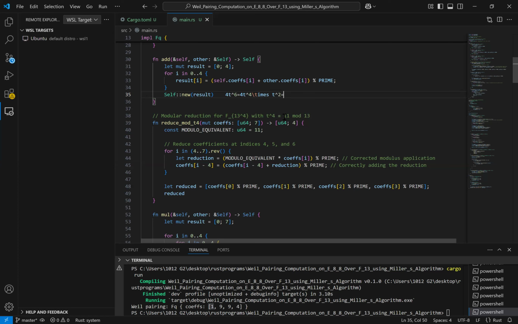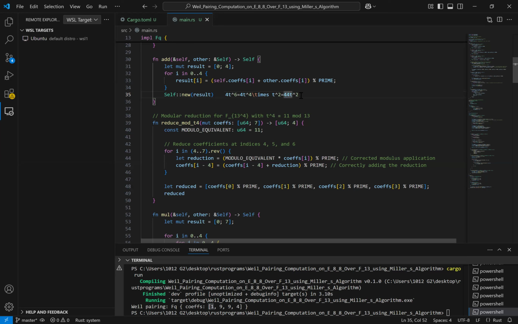So it understands that the first t raised to 4 is 11. So this would be 4 times 11, which is 44. I'm just reading here. This is 4 times 11, then times t squared. And after that, it reduces this mod 13.